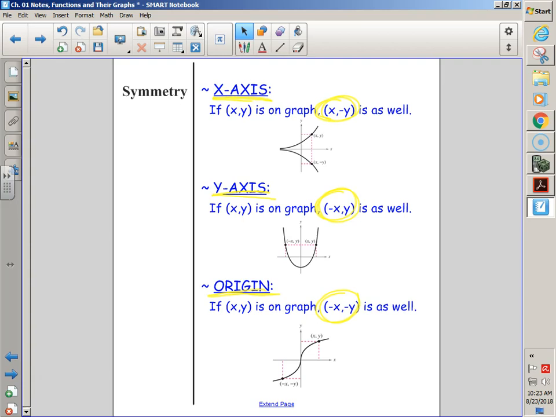Symmetry, there's a graph with some sort of line or point, origin's weird, about which one branch would match the other as it was folded on the axis of symmetry.